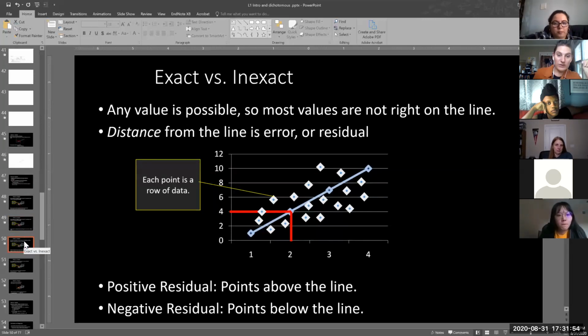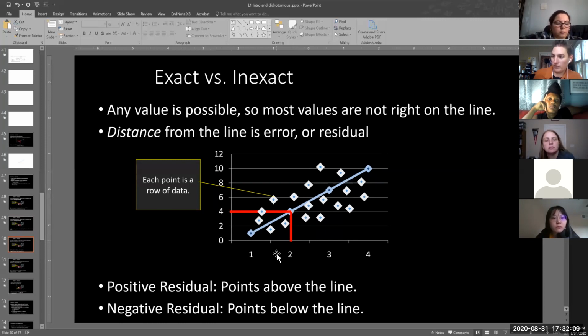So let's talk about residuals. Residuals is a fancy word for the word error. And an error is just how far off your guess was from what actually happened.